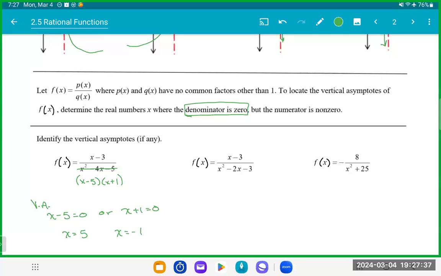So if x is 5, that function cannot exist, because it would be undefined. If x is negative 1, it is also undefined. Okay?